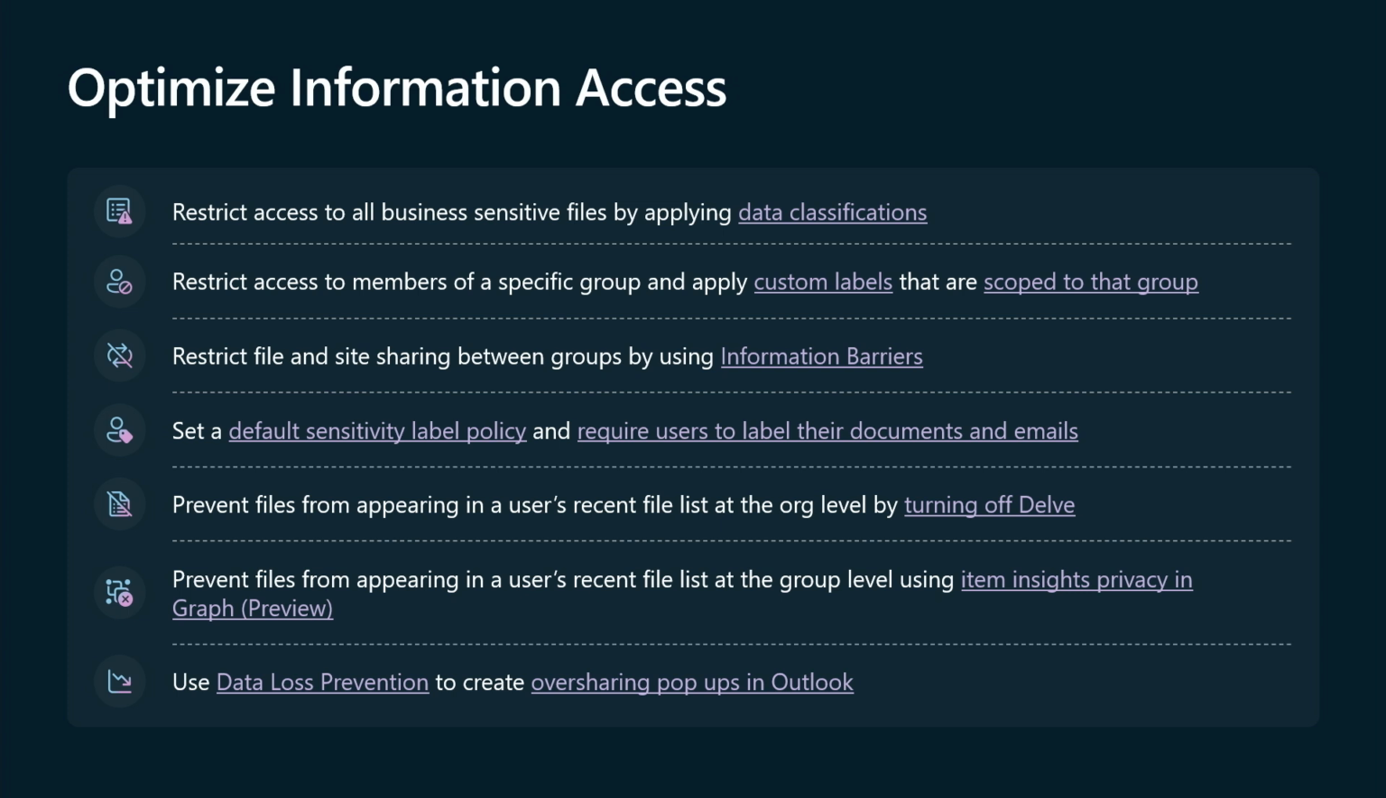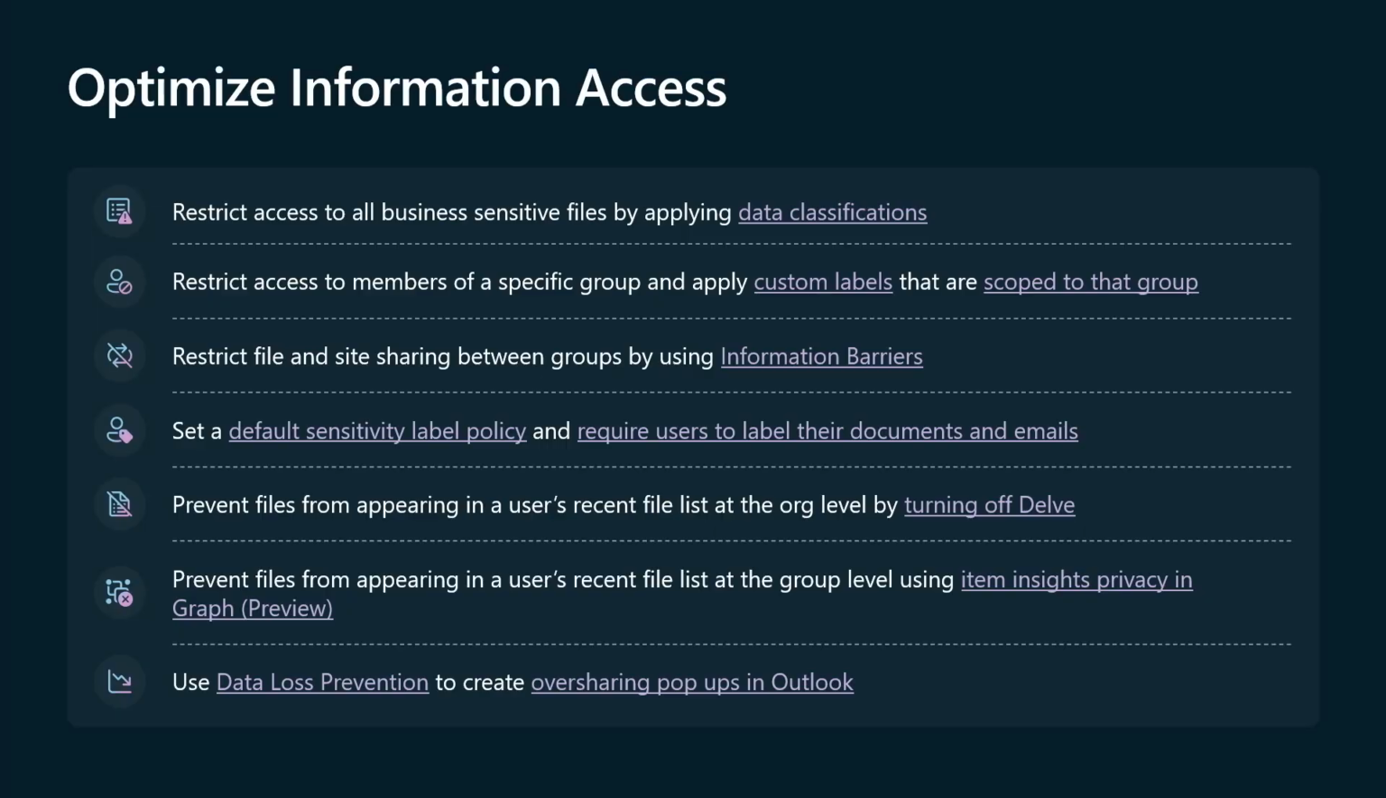And again, all these things that you see on the slide are hyperlinks out to documents. You guys are going to get a copy of the deck afterwards, so you're welcome to go into some of these and dig in a little further. We can restrict file and site sharing between groups using information barriers. So if you've got certain groups within your organization that can't share data or shouldn't share data between themselves, we can do that with some of our information barriers.